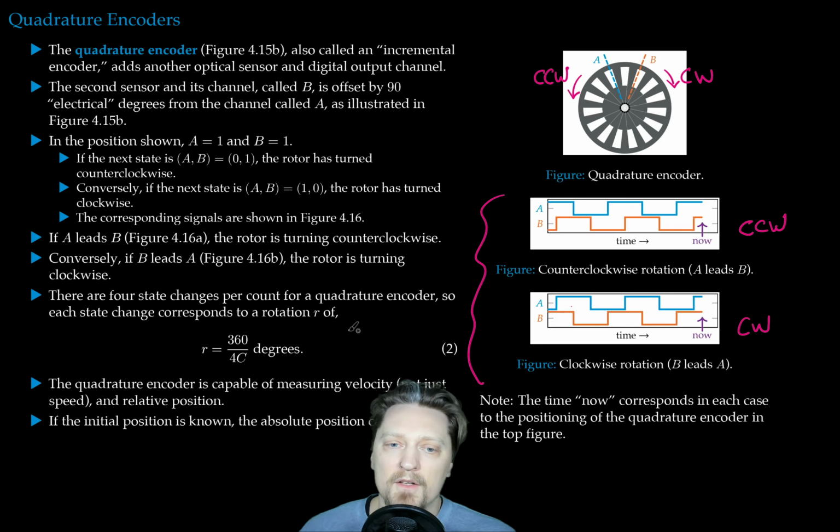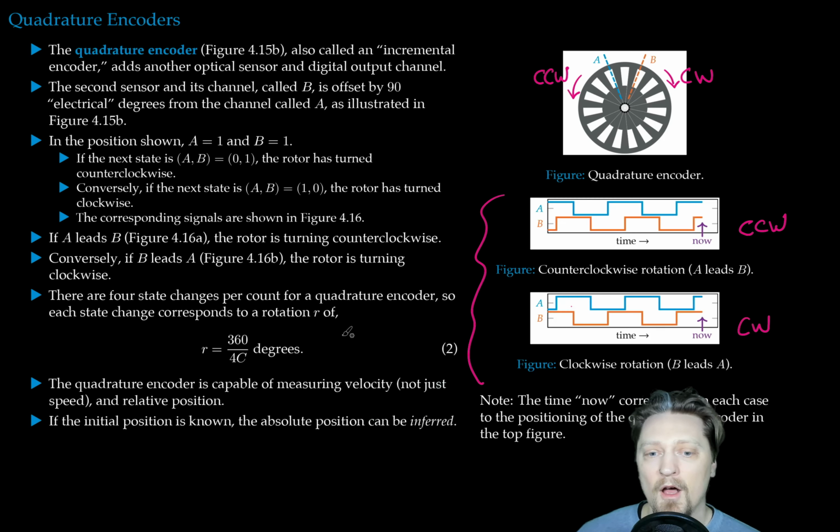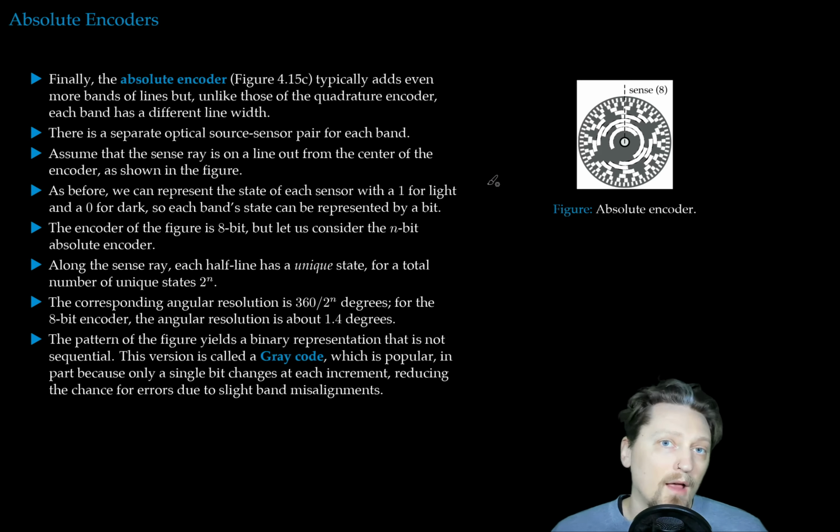There are 4 state changes per count for a quadrature encoder, so each state change corresponds to a rotation of 360 degrees divided by 4c. The quadrature encoder is capable of measuring velocity, not just speed, and relative position. Velocity, because it can determine the sign. If the initial position is known, the absolute position can be inferred using a quadrature encoder. Okay, and then the third type, the absolute encoder.